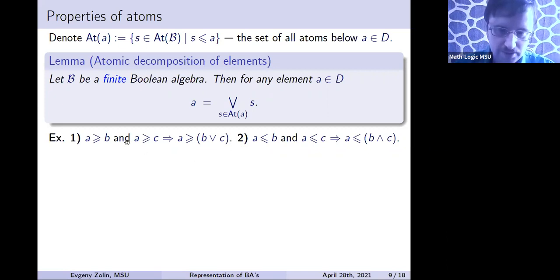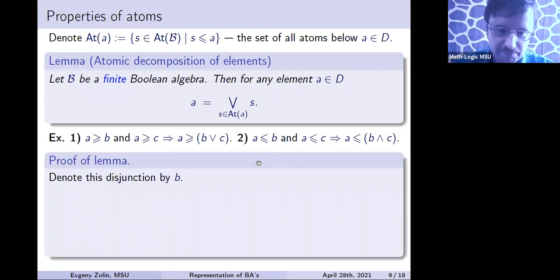Okay. Again, this is an easy exercise from the axioms of Boolean algebras. So let us prove our lemma. We need to prove that A is equal to some big disjunction. Denote this disjunction by B. We need to show that A is equal to B.